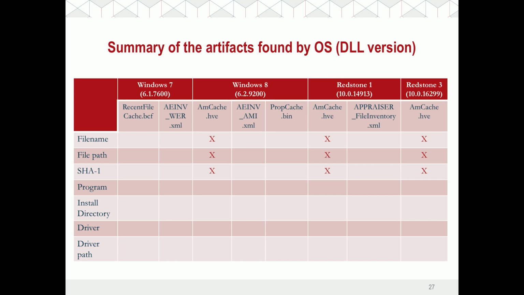OK, so let's update our table: file name, file path, and SHA-1. You can find this information in every version of AmCache.hve, whether it's Windows 8 or Redstone 3. But the Windows 7 column looks kind of sad. It doesn't have any crosses in it. But since you can still find Windows 7 computers during incident response, let's look at where this information is located and how it works.